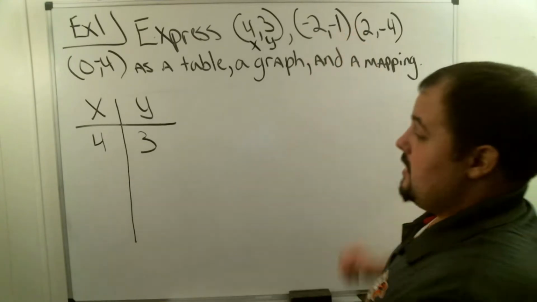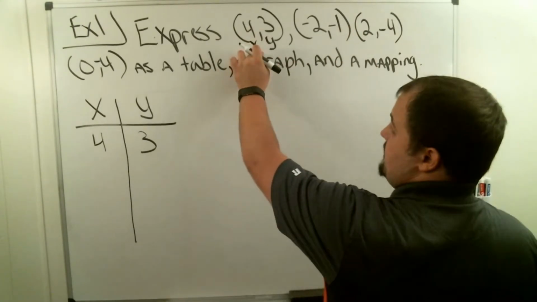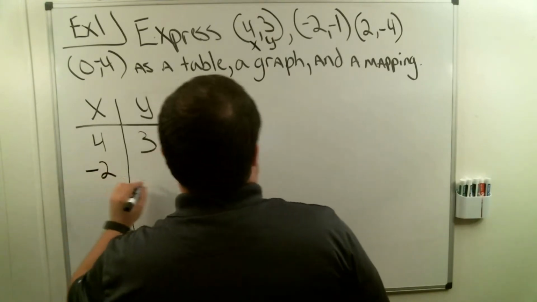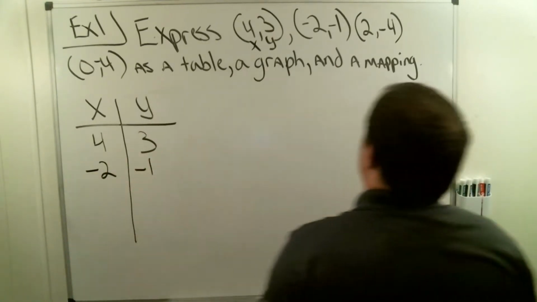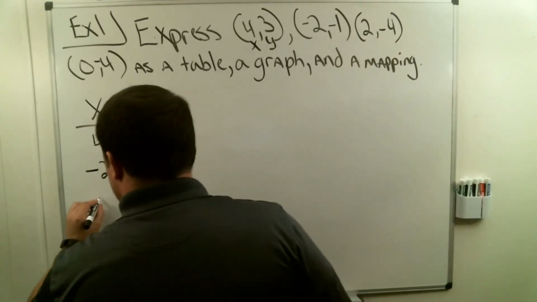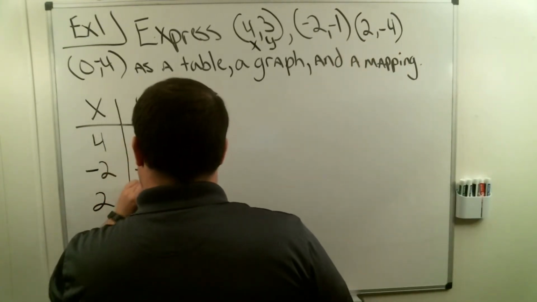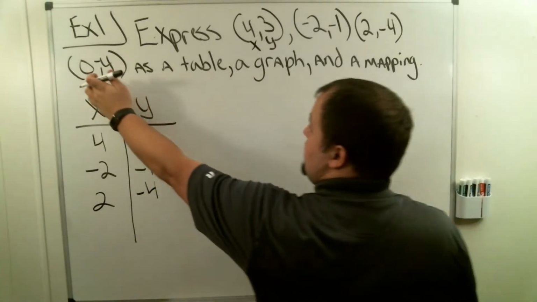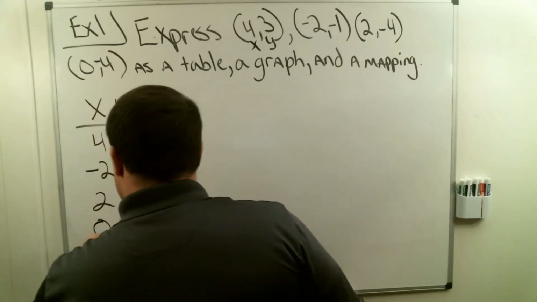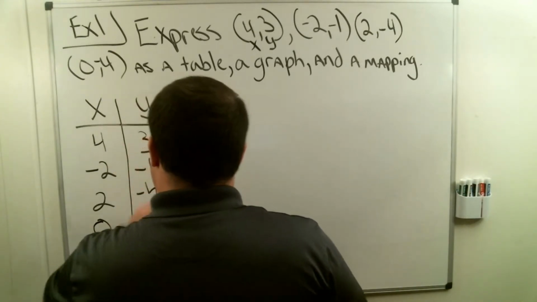-2 is going to be paired with -1. And since the first number we see is an x, the second number is a y, that means -2 goes here and -1 goes here. 2 is an x and -4 is a y. And then finally, we have 0 and -4. Again, 0 is an x, and -4 is a y.